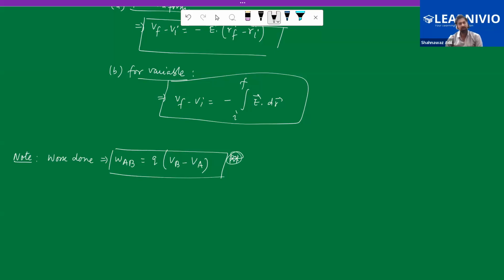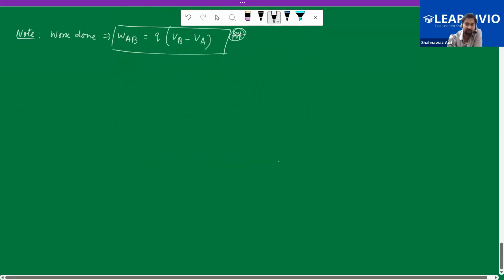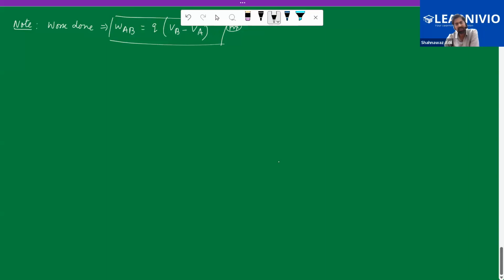Right, so we have talked about electric potential, we have talked about potential difference, and we have talked about the relation between work done and potential difference. Right, so any doubt up to this point? Any doubt up to this point, guys? Okay, if you don't have any doubt, then these are the results that you guys have already seen.